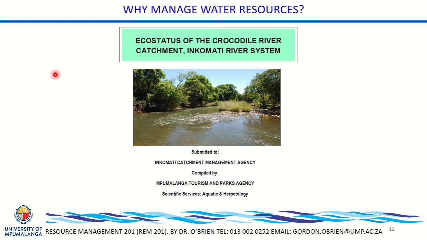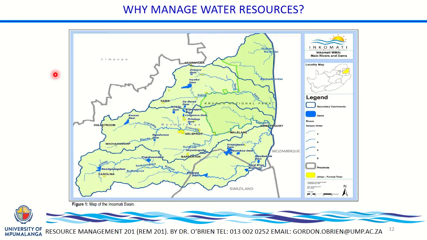What is the state of those systems? What do we need to do to maintain those systems in a suitable state? So we are in this region, the Nkomati Usutu Catchment Management Agency is working on objectives to ensure that these systems are being managed effectively. And this is the recent output of the eco-status assessment for the whole area.